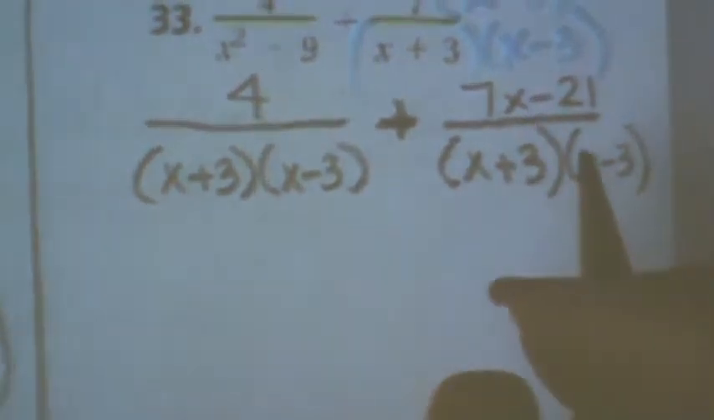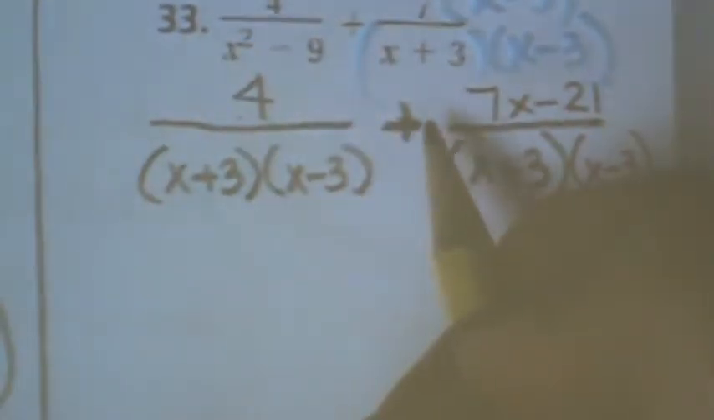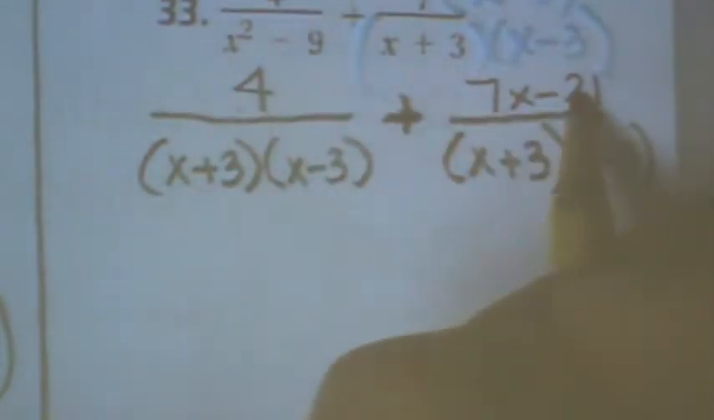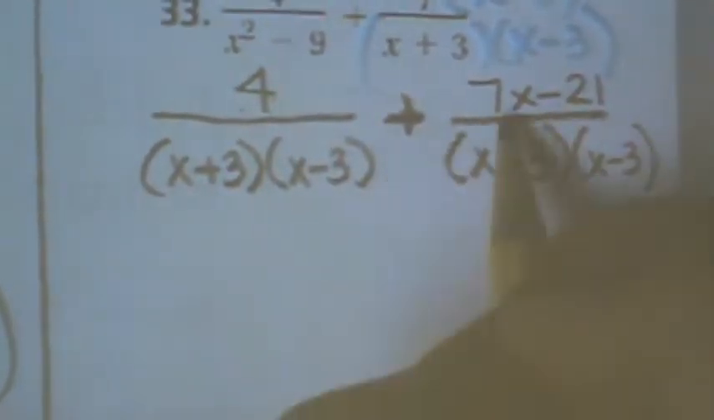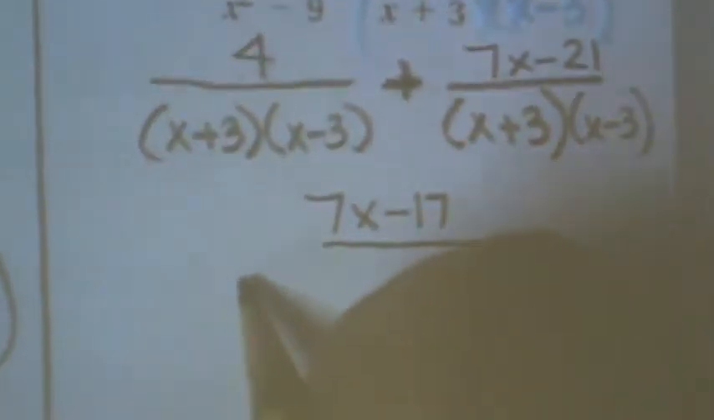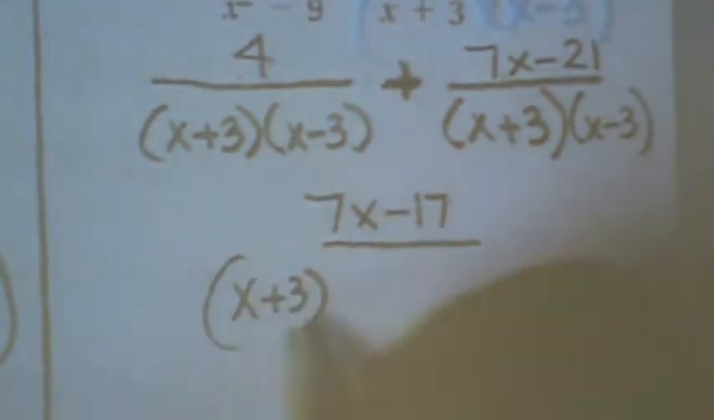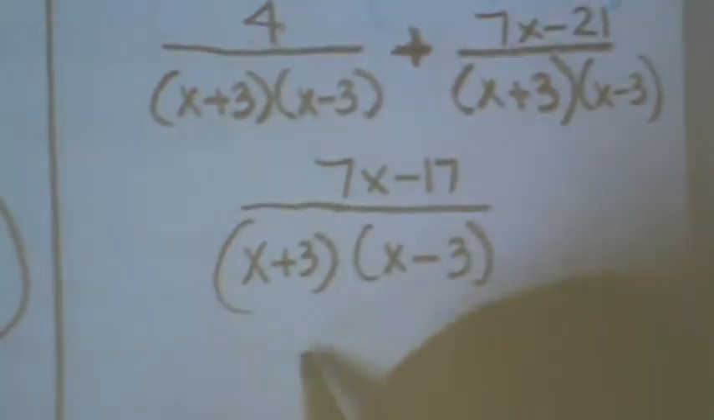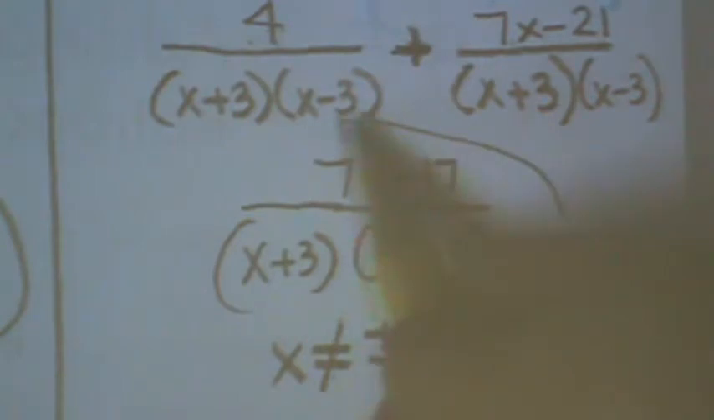Okay, next, what do you do? Add up our top. What do you get when you add up 4 and 7x and negative 21? Add these 3 up, what do you get? 7x minus 17. We're done. Just give me the restrictions. That's everything plus 1 minus 3. Good.